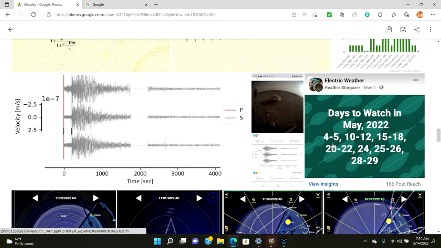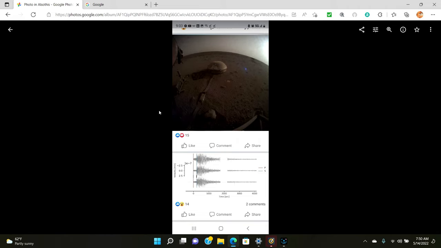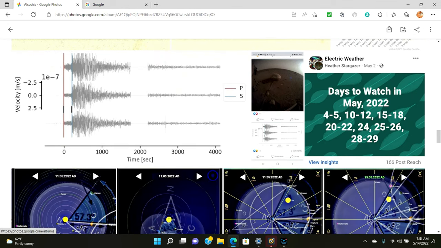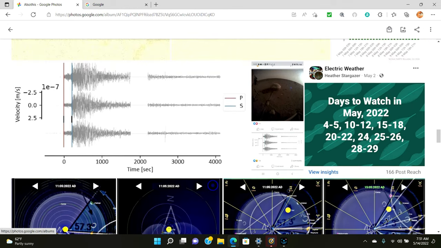Now, here's my prediction chart for the 4th, and here is a story about a Mars quake. This is a five pointer on Mars. On what day? May 4th. On May 4th, there was a Mars quake. That's a pretty good size rumble, right?